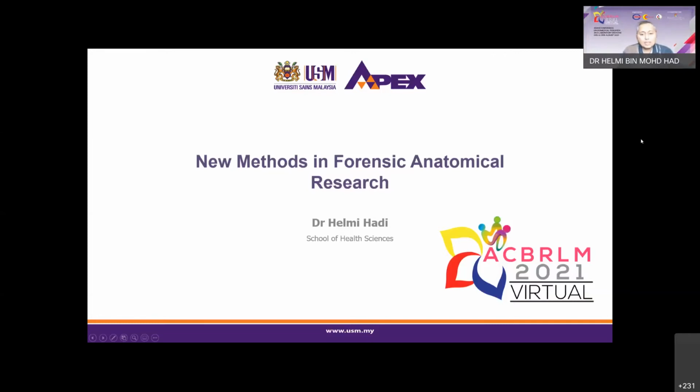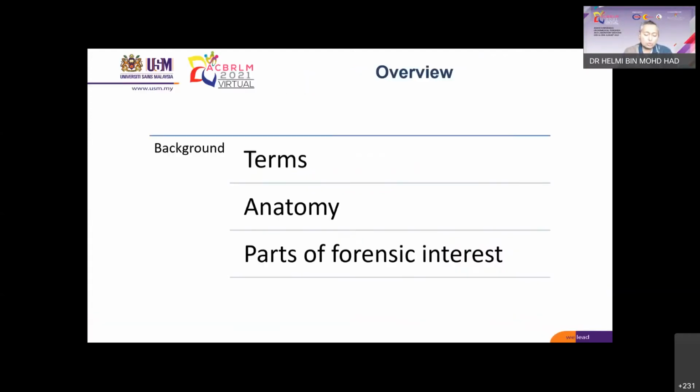Okay, so the topic given to me today was new methods in forensic anatomical research. I'm Hilmi from USM. So what is going to be covered in the talk? I'm going to cover some of the terms used in forensic anatomical research, the anatomy in general, parts of forensic interest, and research regarding those parts.